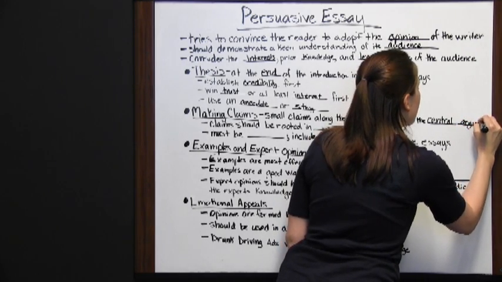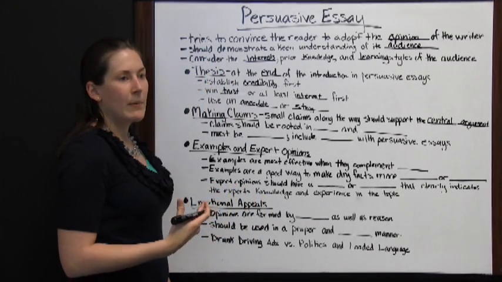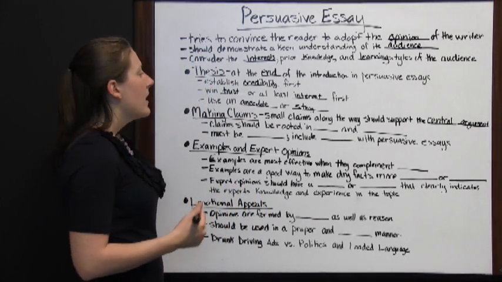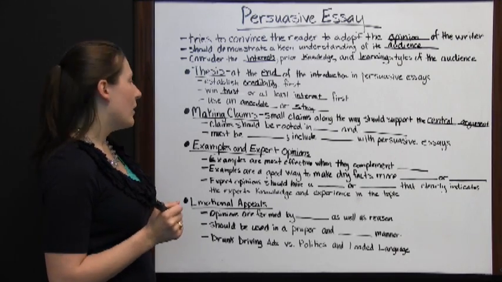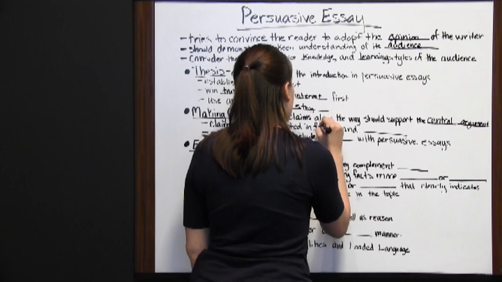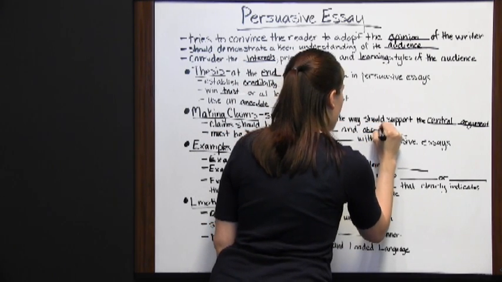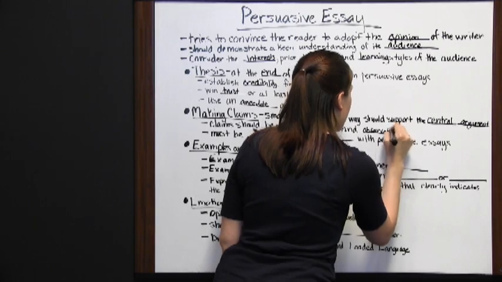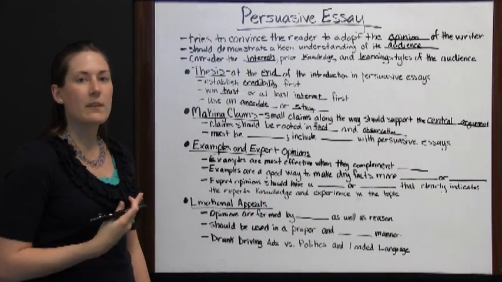You make one big claim at the beginning when you tell people what it is you're writing about, what it is you're trying to convince them of, but you're going to make several small claims along the way that support that central argument. Claims should be rooted in fact and observation. These claims cannot be something that is just your opinion. It can't be something you made up.